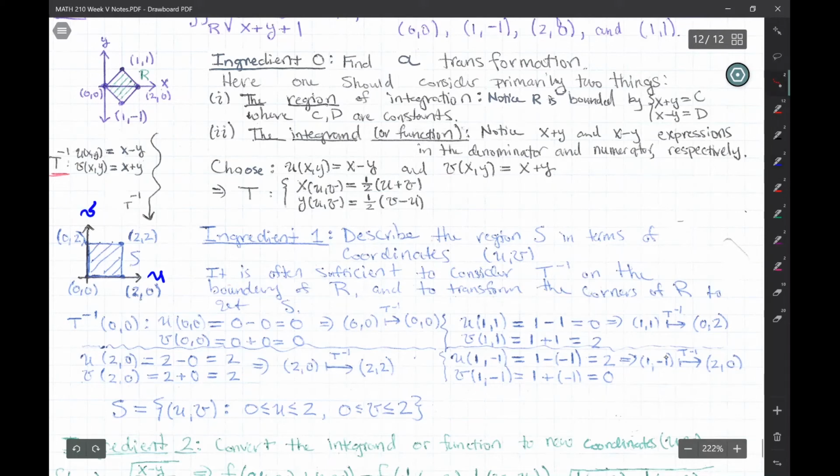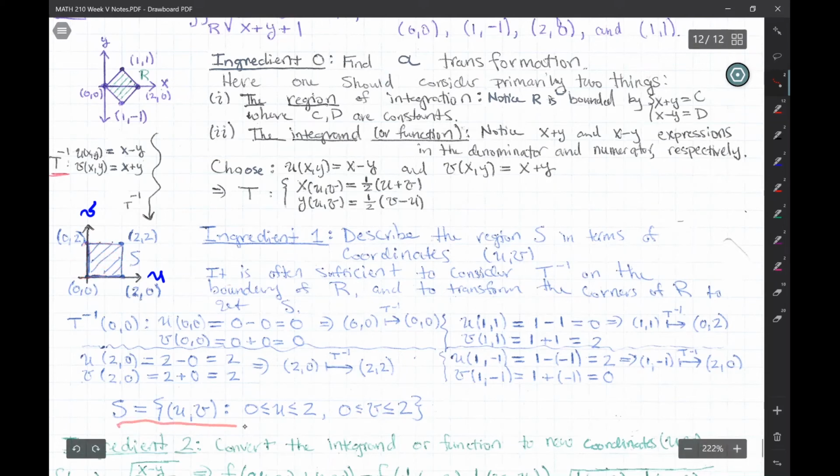And likewise, 1, minus 1 gets mapped to 2, 0. So this point here gets mapped to 2, 0. So essentially this transformation rotated and stretched out the original square that we had there in the xy plane. Doing it just on the corners is often sufficient, and this then is our new region of integration. Let's describe it.